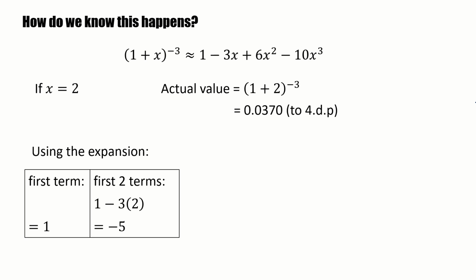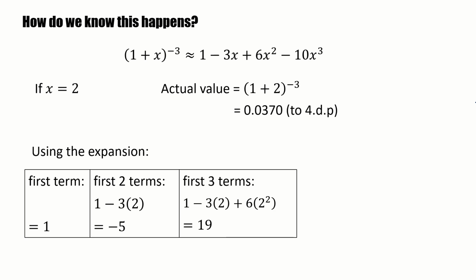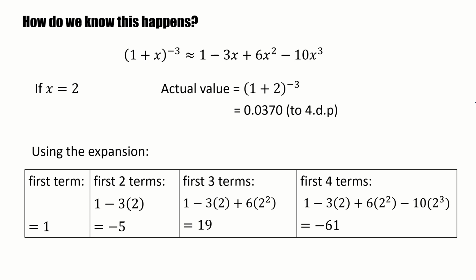But no worry, what happens if we include even more terms? Will that help correct the issue? Well, the answer is no. If you do it with the first 3 terms, you get 19. If you plug x equals 2 into the first 4 terms, you get minus 61. And you can very easily see that this is ballooning out of control. The problem is getting worse, not better.